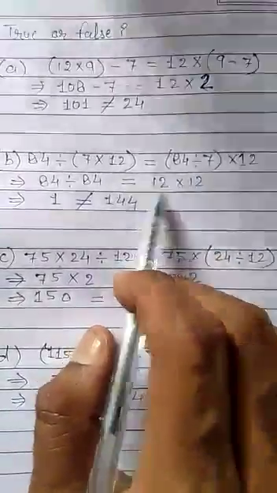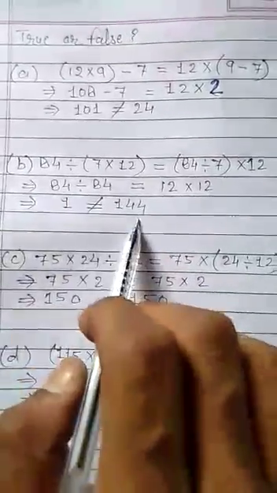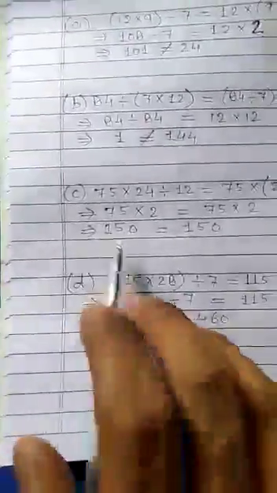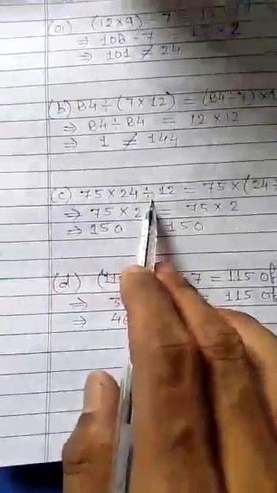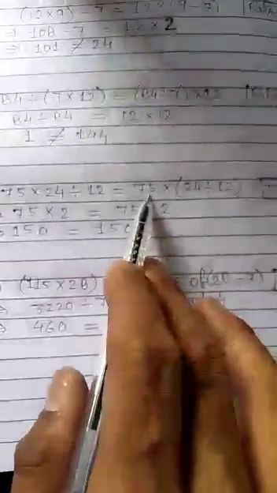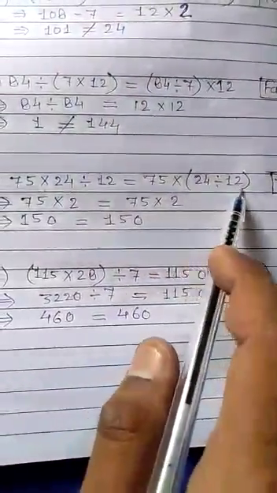Now in the second equation we will solve the bracket 84 divided by 7. So it will be 12, and multiply by 12. So it will be 144. These are not equal. So this is false. So here we will write false. In question C, 75 multiply by 24 divided by 12, and the second equation, 75 multiply by, in bracket, 24 divided by 12.